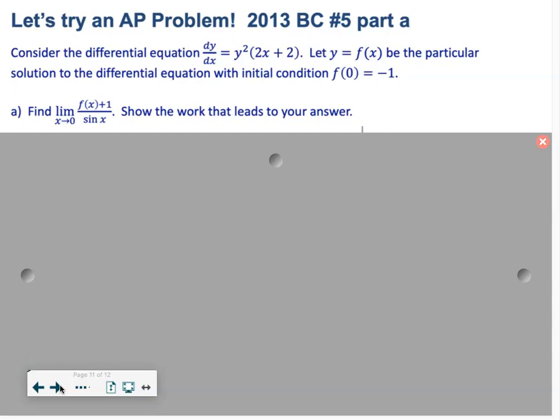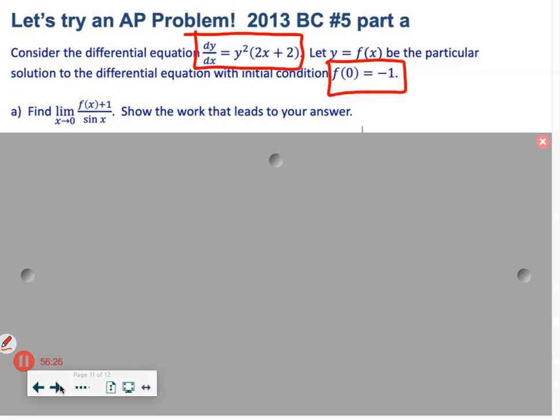I know you don't know differential equations. That's okay. You don't have to know them to do this. Consider the differential equation dy/dx equals y squared times (2x plus 2). Let y equals f of x be the particular solution to the differential equation with the initial condition f of 0 equals -1. All you have to know is that this is true and this is true. Those two things are true. So for part A, it says find the limit as x approaches 0 of (f of x plus 1) over sine x. Show the work that leads to your answer.